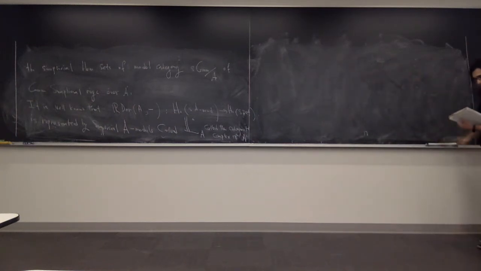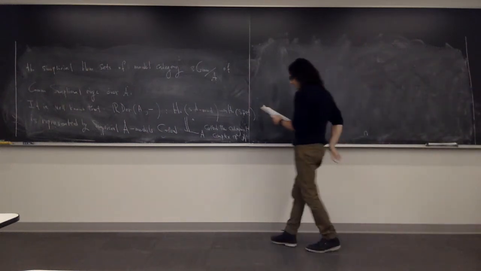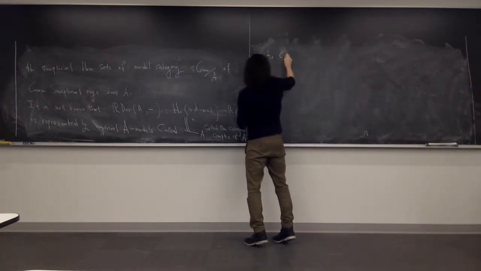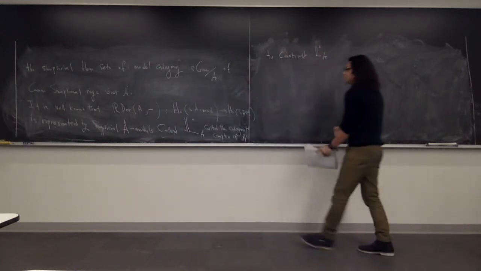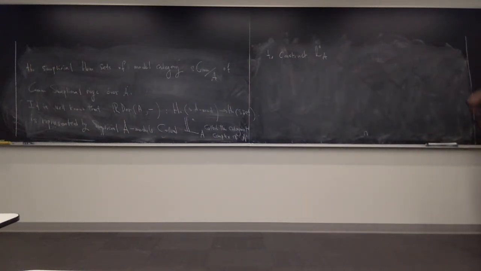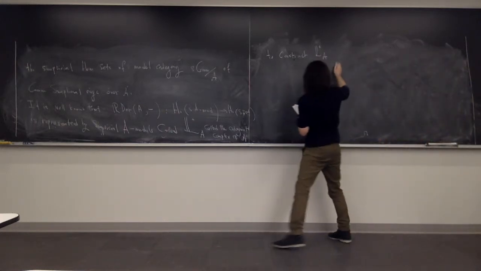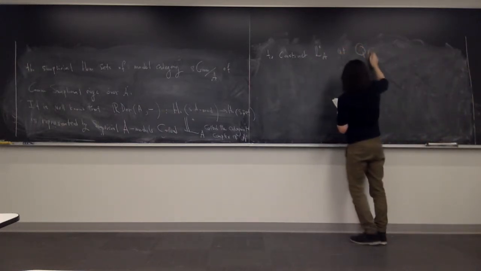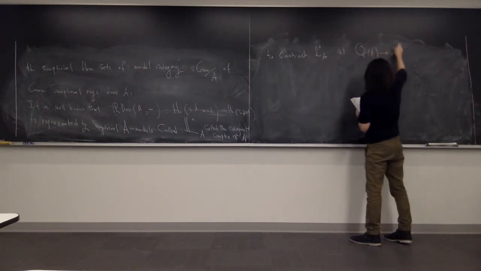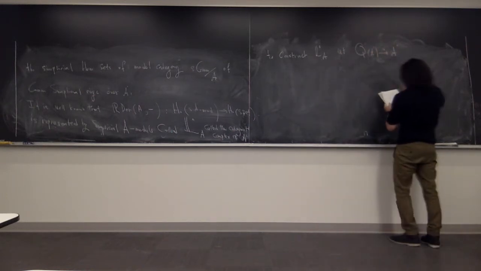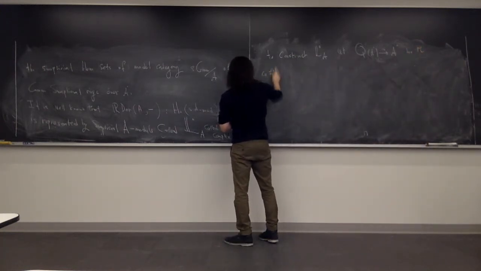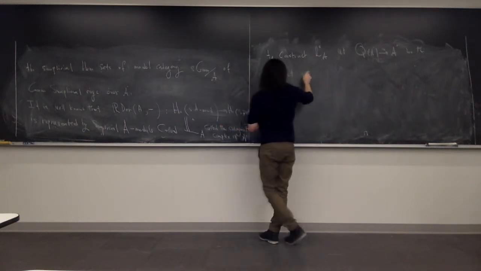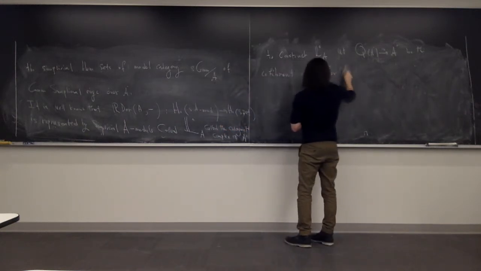Okay, so this is called the cotangent complex. To construct L dot of A, how do we construct it? We know how to construct the sheaf of differentials. So to construct it, let Q of A dot to A dot be the cofibrant model for A dot.